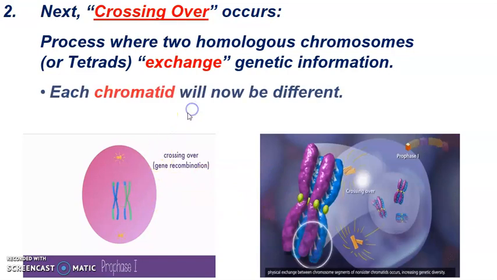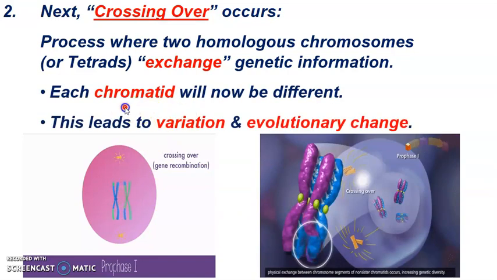So you're creating now unique chromatids or chromosomes that have never existed before during crossing over, which is happening again during prophase I. This is where all the variation in offspring comes from, or the majority of it, which again leads to variation and eventually evolutionary change through the process of evolution. So synapsis and crossing over both happen during prophase number 1.